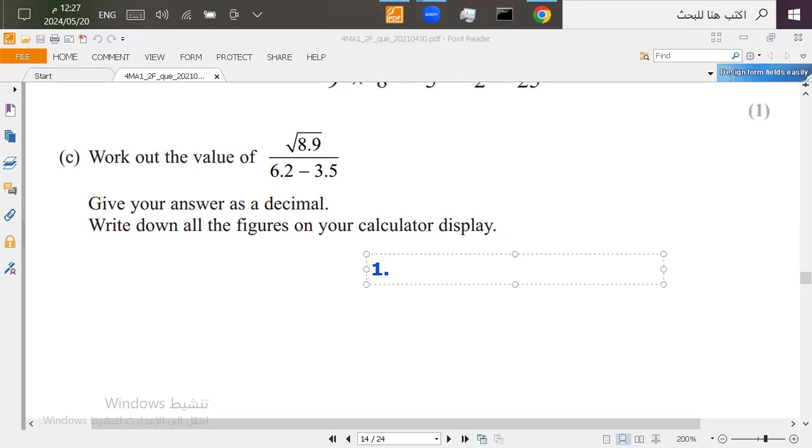So 1.104921029. And this is the right answer for this question. Now let's move on to the next question.